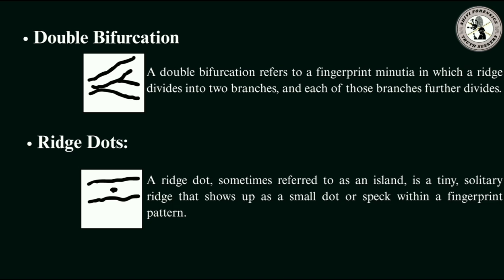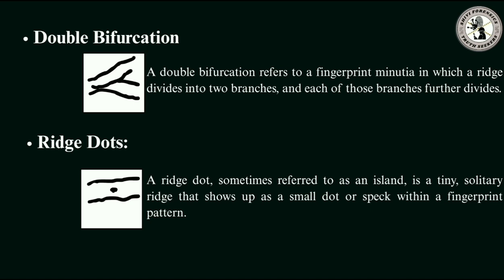Next one is double bifurcation. In double bifurcation, a single ridge splits into two and then each of those branches bifurcates again. It forms a branching pattern that resembles a small tree or fork with multiple branches.